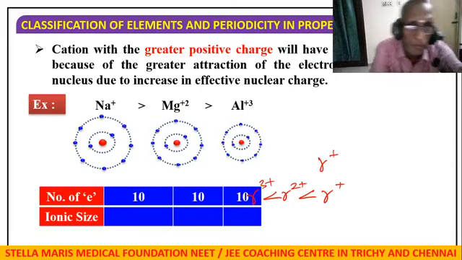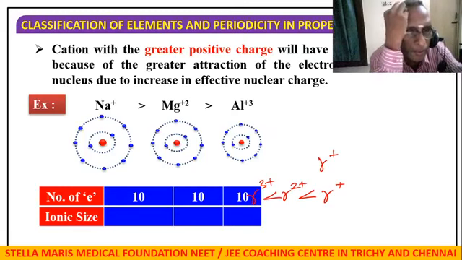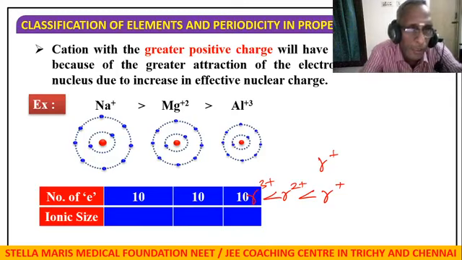Recall the structures. The central red sphere denotes the nucleus. Sodium atomic number is 11, so it has 11 electrons, but it has lost 1 electron, leaving 10 electrons. Last chapter we studied electronic configuration: the first shell contains 2 electrons, denoted by blue spheres, and the second shell contains 8 electrons. Similarly, magnesium has atomic number 12.